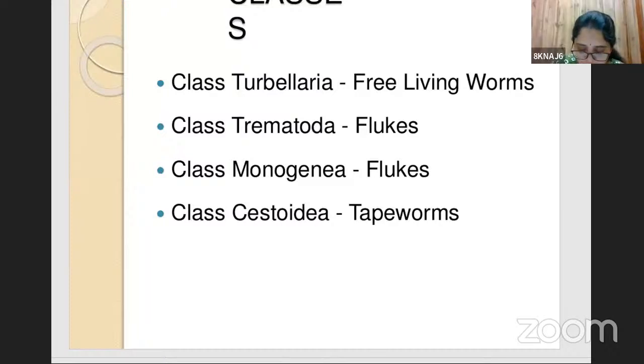So some of them classify them into 4 or 5 classes. Animals belonging to the groups Monogenea and Digenea are given the status of a class, but some classify them as 3, that is Turbellaria, Trematoda, and Cestoda. In our book, they have thankfully given only 3 classes: Turbellaria, Trematoda, and Cestoda. So let us just have a look at it.